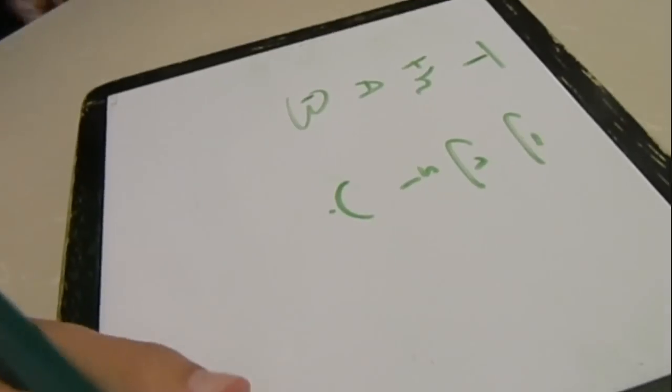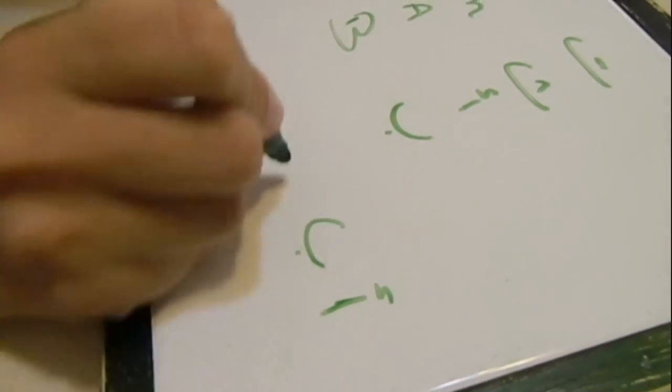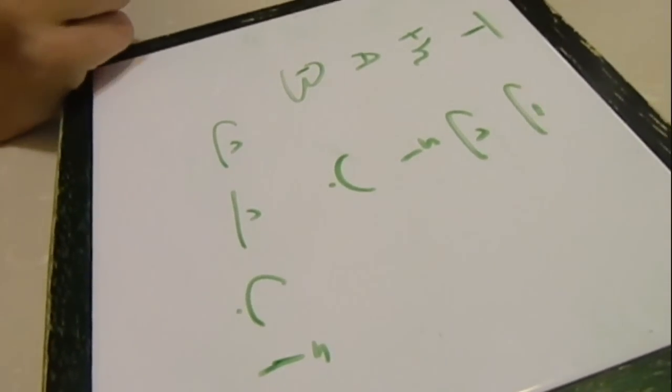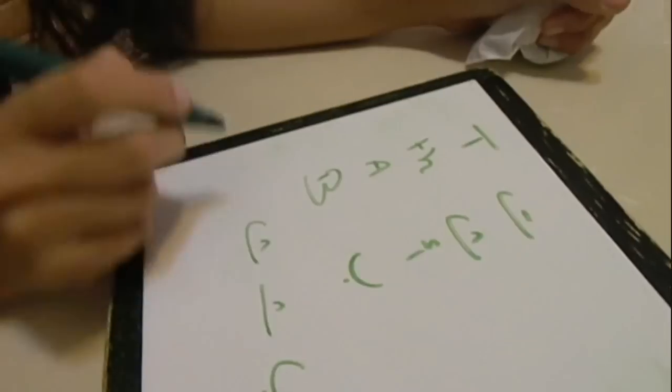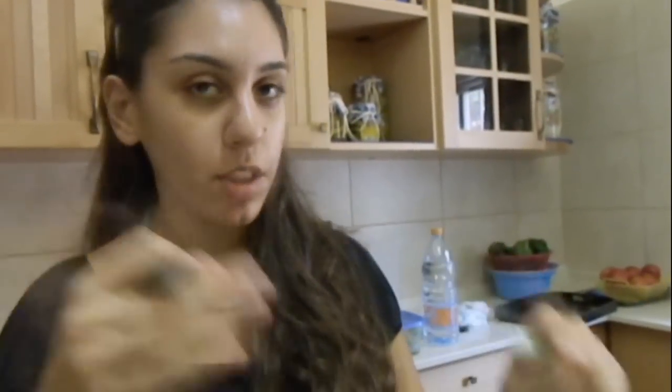So the Arabic alphabet for now is Alif, B, T, Th. So we say T and Th. The T in Arabic is Ta and the Th is Tha. Don't mix the Th with the S. The S is later on. Now it's the Th.